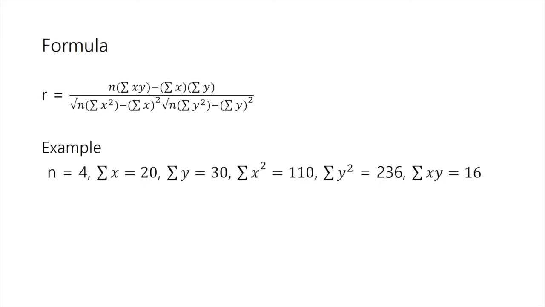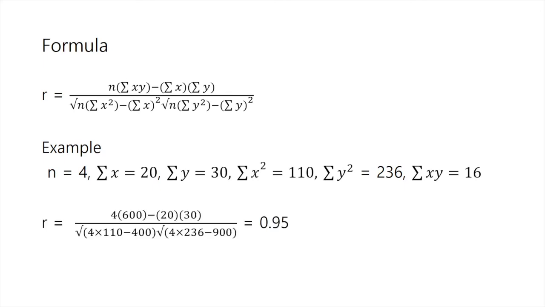Using the same example from the previous slide, where N is 4 and the sum of x is 20, the sum of y 30, the sum of x squared 110, the sum of y squared 236, lastly the sum of xy 16. When you insert these numbers into the formula above, you get an R which equals 0.95. This is the example that I used in the previous slide.